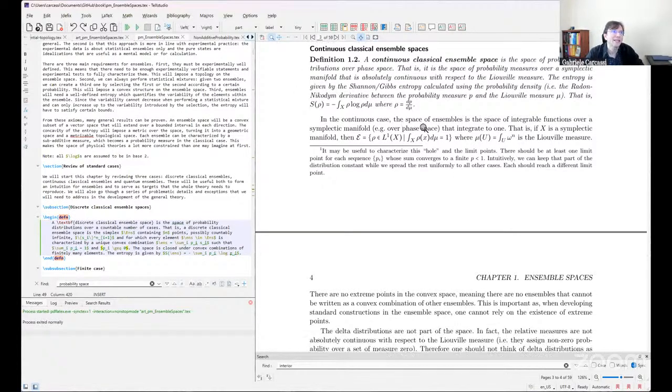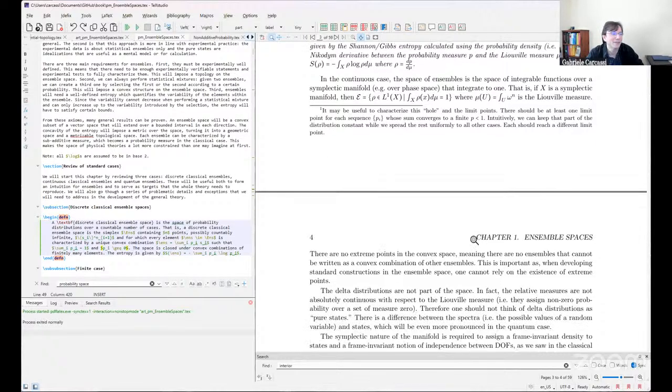In the continuous case, the space of ensembles is a space of integrable functions over a symplectic manifold, over phase space, that integrate to one. That is, if X is the symplectic manifold, then the set of ensembles is the space of functions that are integrable and integrate to one with respect to the Liouville measure, where mu is the integral of the symplectic form to the power n. It's the Liouville measure, the thing that counts the states in our phase space.